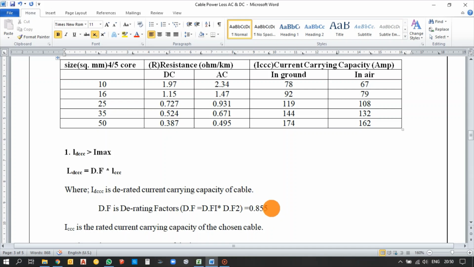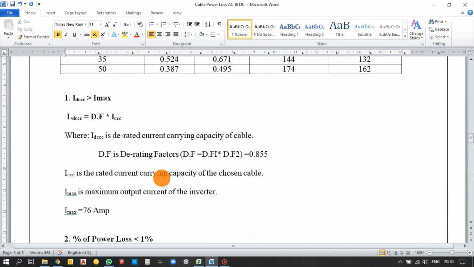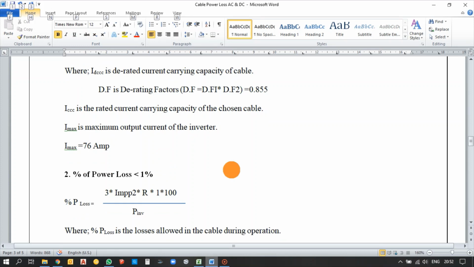So I have taken 0.8 as the derating factor, and the maximum current I am getting from an inverter is 76 amps. Going for percentage of power loss, it should be less than 1%. For DC, it should be less than 0.5%, and for AC, it should be less than 1%.